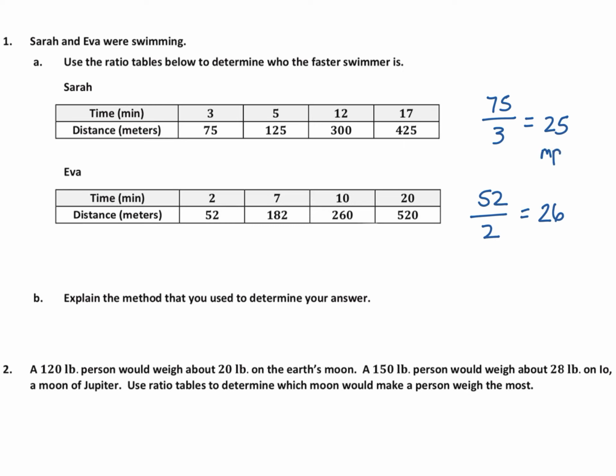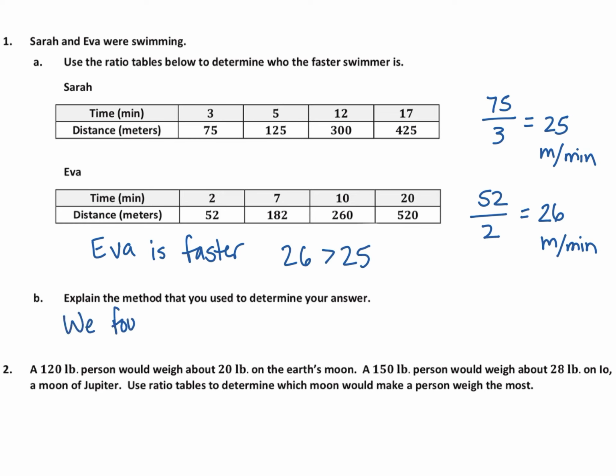If this were in miles per hour, we would want the bigger number to be the one that is faster. So this is meters per minute, which means Eva is faster because 26 is greater than 25. Then in part B it says, explain the method that you use to determine your answer. We found the value of the ratios.